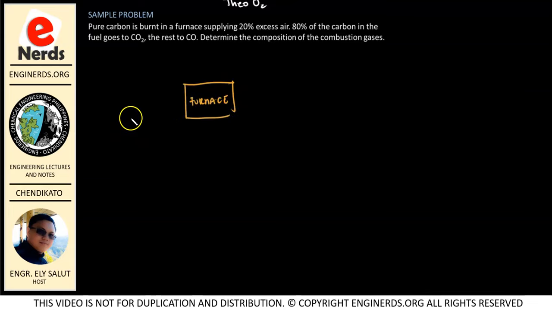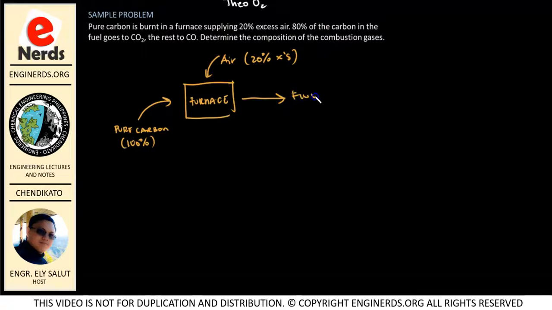Tapos, ang pumapasok is pure carbon. So, that means 100% carbon. So, wala tayong ibang component sa ating fuel, no? And then, may pumapasok na air. And hindi lang theoretical air ang pinapasok natin. We have now 20% excess ng ating air. So, gusto natin malaman, katulad nung hinanap natin sa previous video, yung composition ng ating flue gas.